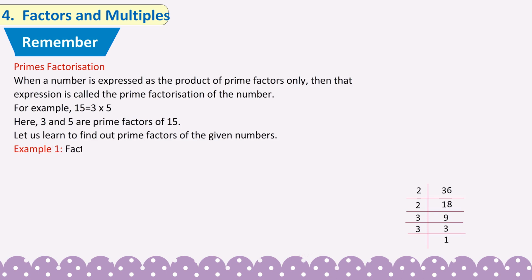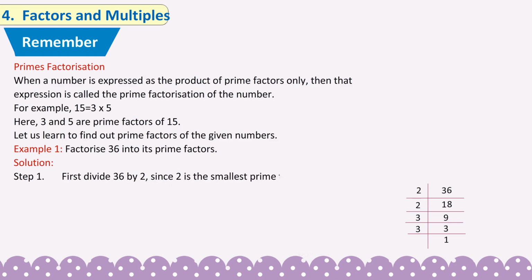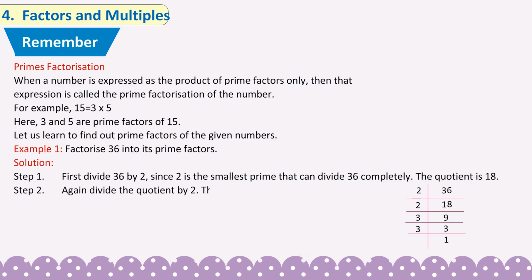Example 1. Factorize 36 into its prime factors. Solution. Step 1. First, divide 36 by 2. Since 2 is the smallest prime that can divide 36 completely, the quotient is 18. Step 2. Again, divide the quotient by 2. The quotient is 9. Step 3.